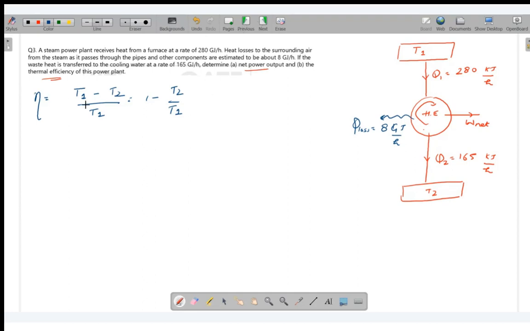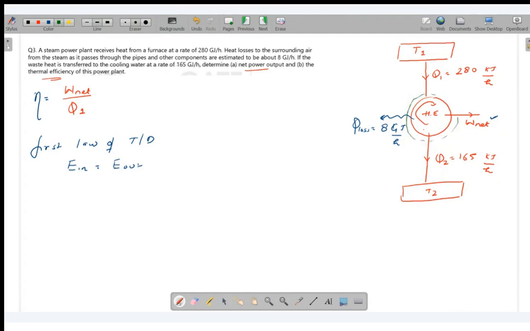So what will I do? I will use my general formula, which is net work upon Q1. Now I don't know net work, so I will first need to find out the net work output. Every time what I do is use the first law of thermodynamics: energy in is equal to energy out. What is my system here? This is my system.